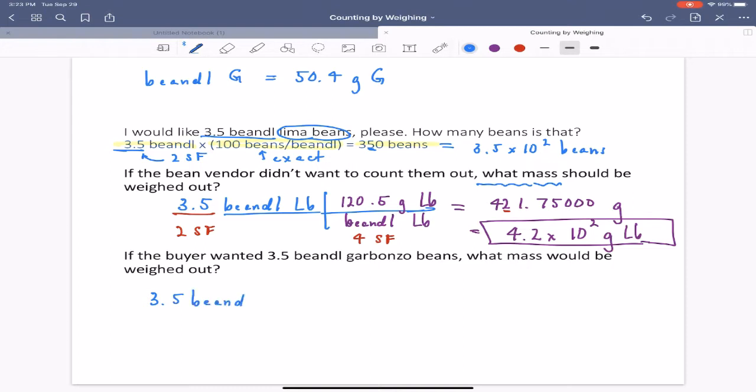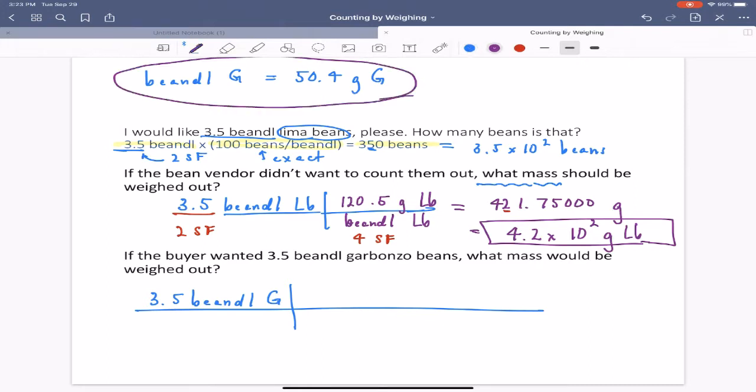So I'm putting down the unit, which is a group, beandle, and then I'm being specific about what kind of bean, garbanzo. And then I'm going to use this relationship in a way that the units cancel properly. So I'm going to need beandle on the bottom. And beandle is 100 of anything, but I'm talking about garbanzos. And then the particular mass for a beandle of garbanzos is 50.4 grams.